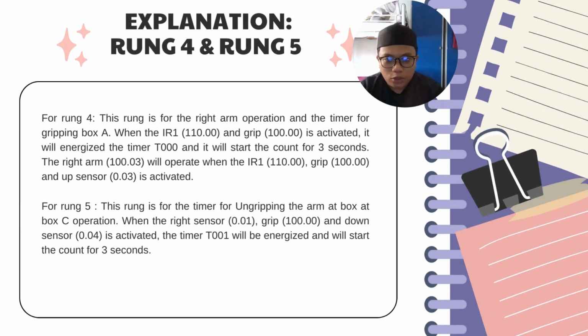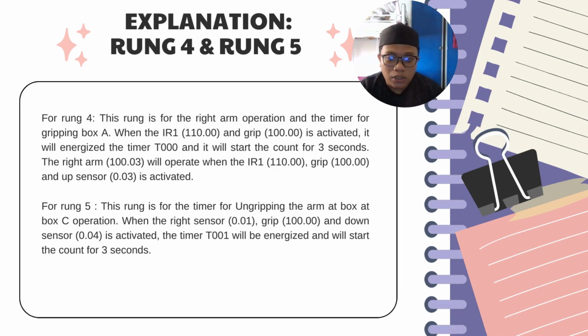Next is the explanation for round 4 and round 5. First thing for round 4, this round is for the right arm operation and the timer for gripping at box A. When the IR1 110.00 and grip 100.00 are activated, it will energize the timer T000 and start the count for 3 seconds.